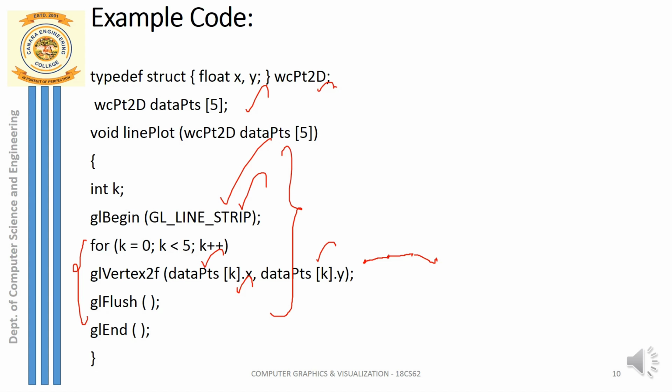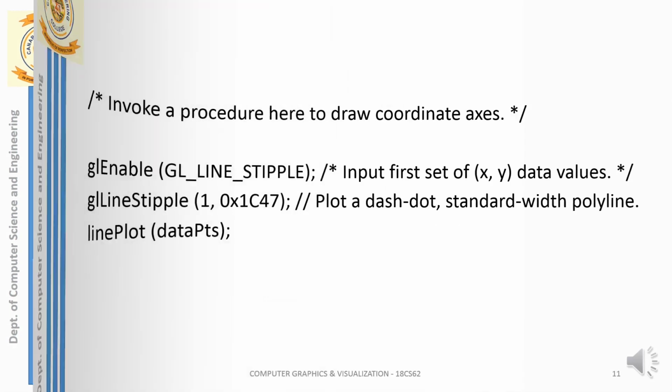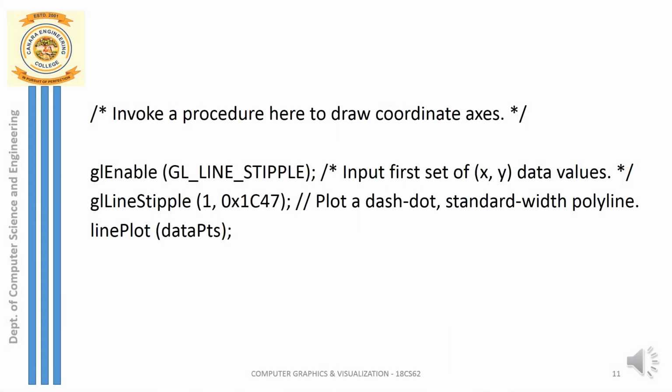If you enable GL line stipple, depending upon the pattern that you have chosen, the line will be drawn. Continuation part of the code. You can see now you are enabling the line stipple, and the pattern that is chosen. Now again you call the same previous function line plot, and the line will be drawn, but this time the pattern will be followed and the repeat factor will be taken because the line stipple is enabled. So the line will be drawn with the style, maybe a dashed line.